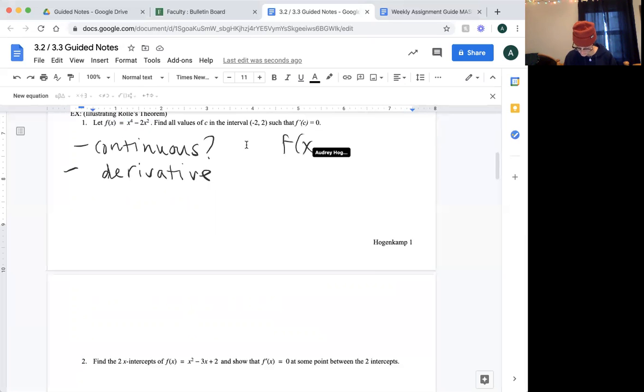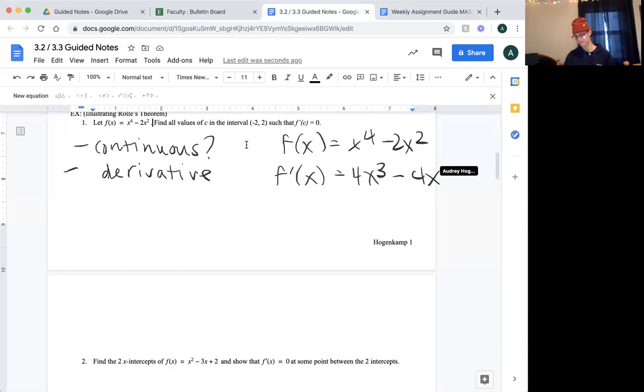So f of x equals x to the 4th minus 2x squared. Therefore f prime of x equals 4x cubed minus 4x. So we have a derivative. Continuous check, derivative check. And then f of a equals f of b is our final checkpoint.